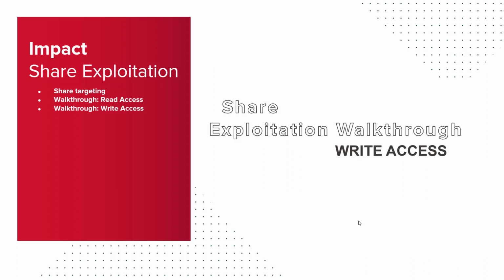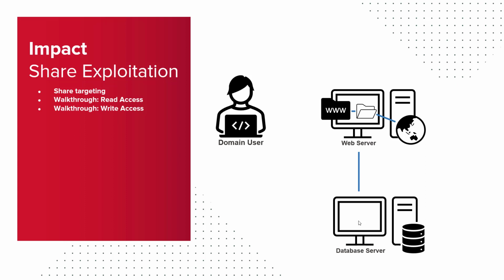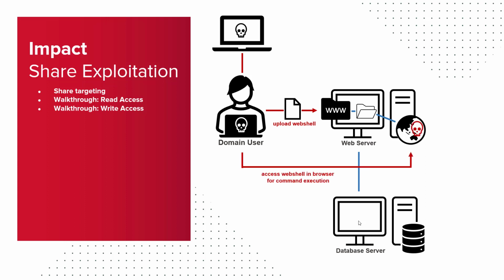Next, we have write access. And in this scenario, we're going to go with the same architecture. We're going to see that our domain user was compromised again. But in this case, we're going to upload because we have write access. So in this case, we can upload what's called a web shell. This is basically a piece of server-side code that allows us to, think of it like this, extend the capabilities of the web application that's already accessible via your web browser. So we upload this file. We're then able to navigate to the web browser and then execute whatever commands we want on the server itself.